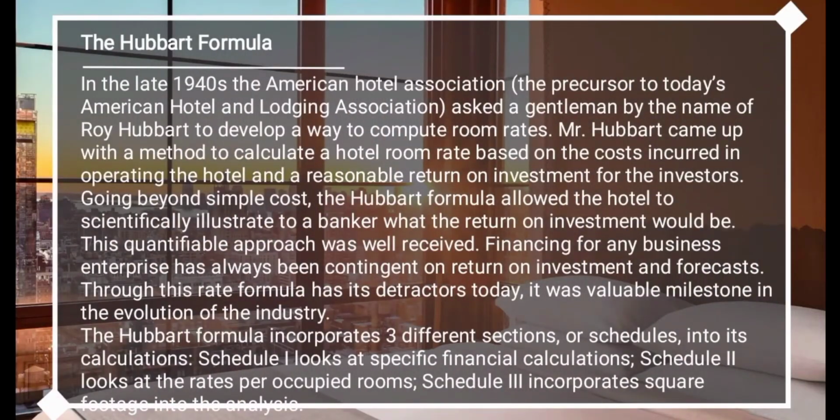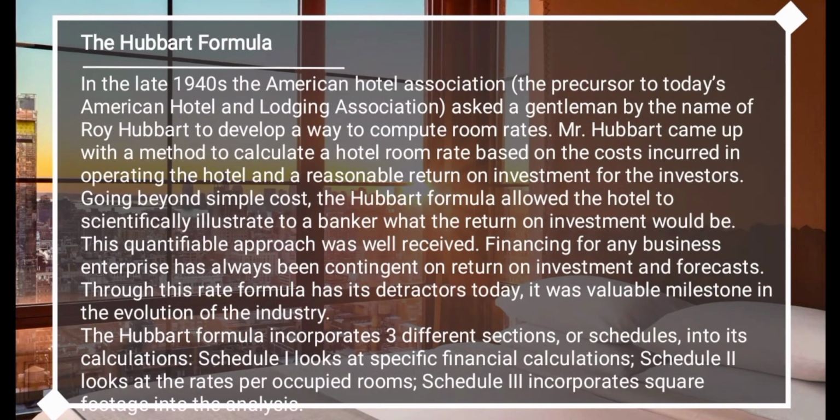Today I am going to discuss the Hubbard formula. The Hubbard formula is a formula used in hotel management. It is used to determine the proper average rate to set for rooms in a given hotel. The Hubbard formula is also used to help with setting prices. To further discuss this, let's have my slides.